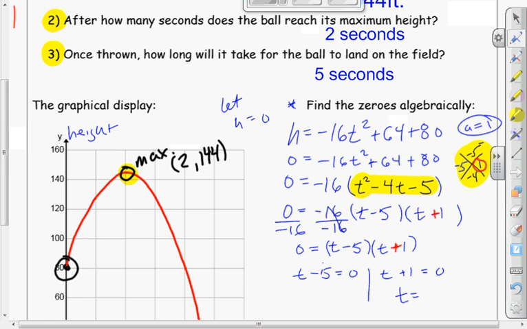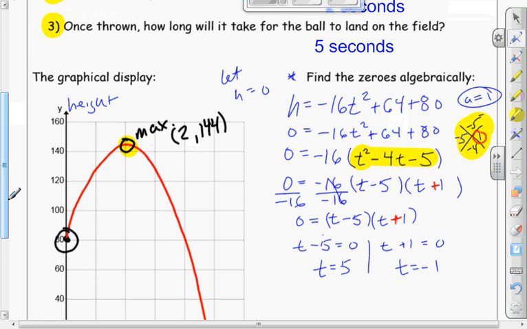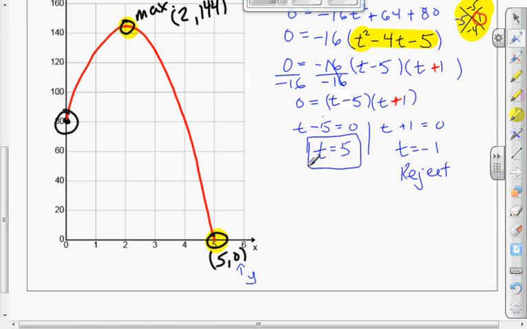So our first solution will be t equals negative 1. The second solution will be t equals 5. Now remember, t represents time, time since the ball has left Jack's hand. We cannot have a negative amount of seconds, so we would reject the negative here, and we'd take the positive. And we see that that is a match algebraically for the 0 that we got on the graph.